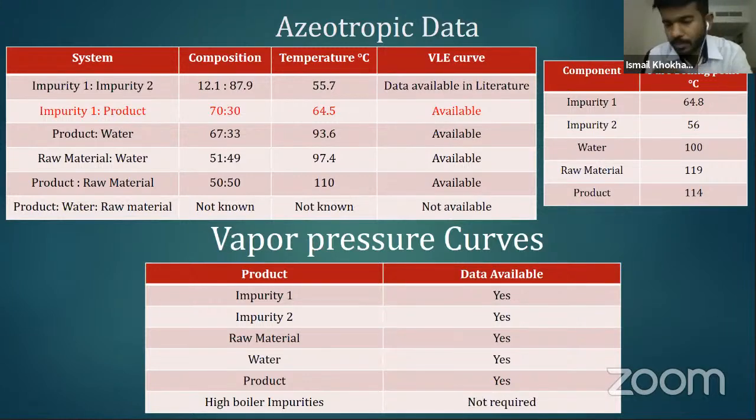Similarly, we generated for all the systems, all the binary azeotropes. We didn't bother to make a ternary azeotrope in this equipment, because that was of least concern. When you check the pure boiling points, impurity 1 was 64.8, impurity 2 was 56, water 100, raw material 119, and product was at 114 degrees. So you can check that whatever azeotropes are forming are low boiling azeotropes. And now with the help of this equipment, we had the vapor pressure curves for all the components.